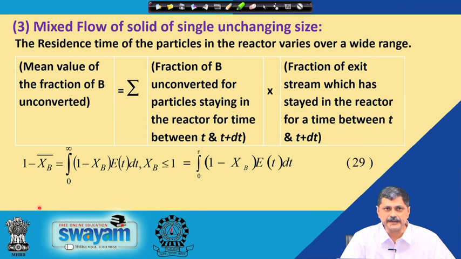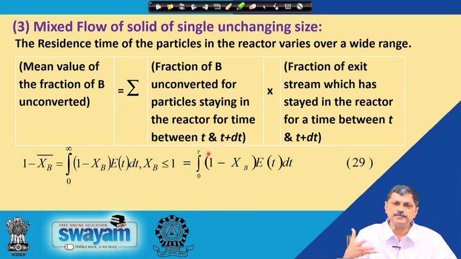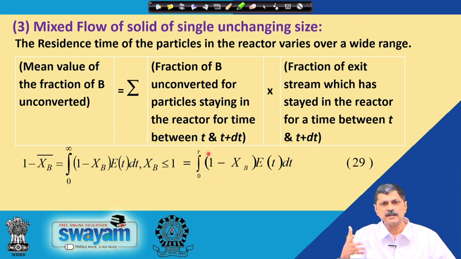So, we write this equation 29, that is 1 minus x b bar is integral of this 1 minus x b, and we know this fraction is nothing but residence time distribution function multiplied by dt, and we write that 0 to infinity. But here we see that the upper limit has been changed from infinity to tau. Why? Because if the residence time exceeds reaction completion time, it is already completely reacted, and it will not have any contribution to the mean unconverted.